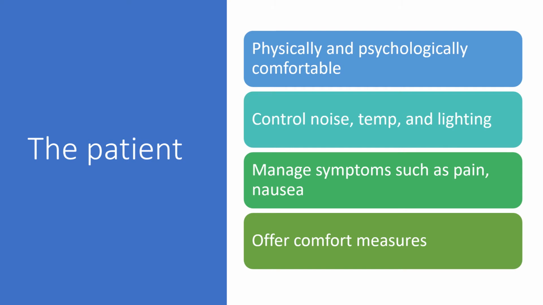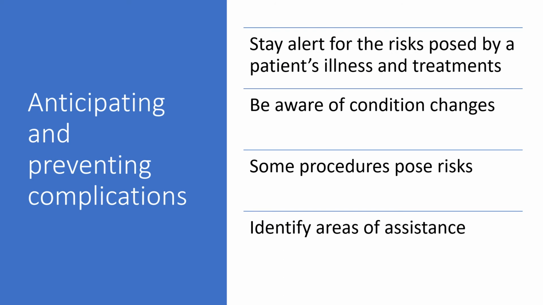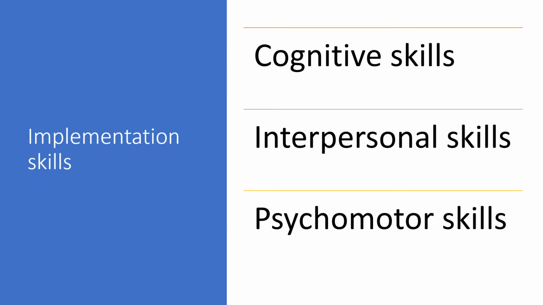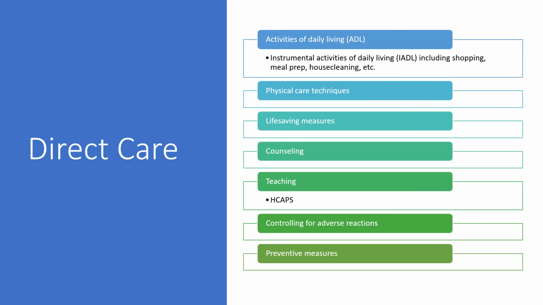The patient, are they physically and psychologically comfortable? Control the noise, temperature, and lighting in the room, manage symptoms such as pain and nausea, and offer comfort measures. And all of that is so that you can implement your interventions. Anticipate and prevent complications. Stay alert for risks posed by a patient's illness and treatments. Be aware of condition changes, and some procedures pose risks. Identify areas of assistance when you need assistance. And the skills that you need to implement are cognitive skills, interpersonal skills, and psychomotor skills.